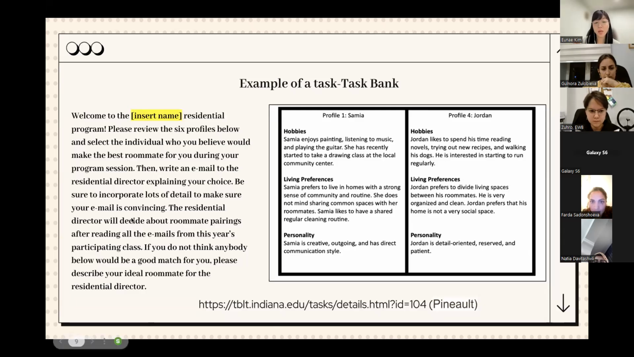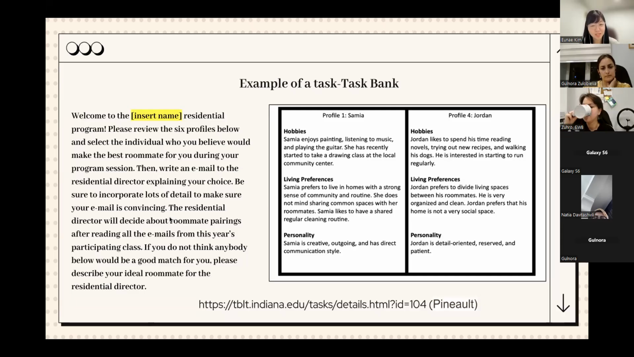If you write an email, the residential director will decide about roommate pairings after reading all the emails. So your email is actually very important, right? Sometimes we create activities, write an email and done. There's no outcome, right? I think it's important to remember that something will happen if you write. If you really write a bad email, or not a nice email, you might not get the roommate you want, right? So there's a clear outcome.